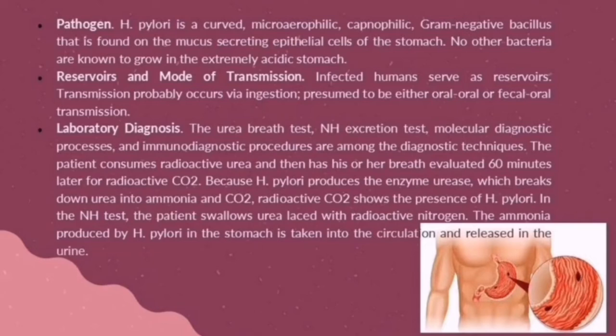In the NH test, the patient swallows urea laced with radioactive nitrogen. The ammonia produced by H. pylori in the stomach is taken into the circulation and released in the urine.